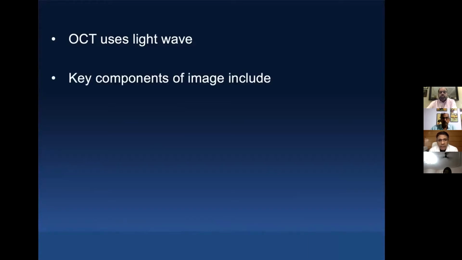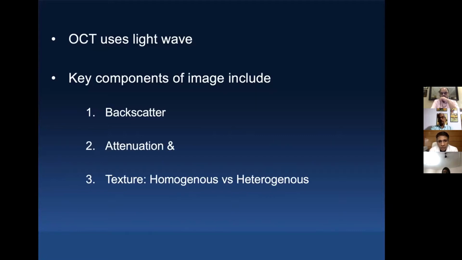Let me first set the stage: how do you interpret an OCT image? There are three components of an OCT image which make the image bright or dull: one is backscatter, one is attenuation, and one is texture. All images are interpreted under these three headings: backscatter, attenuation, and texture.